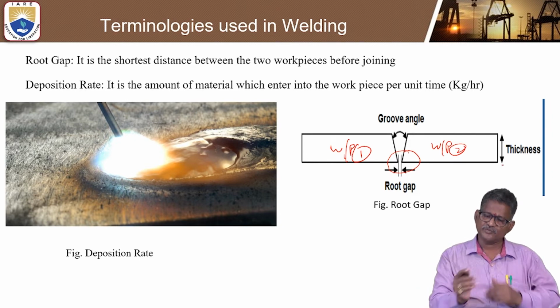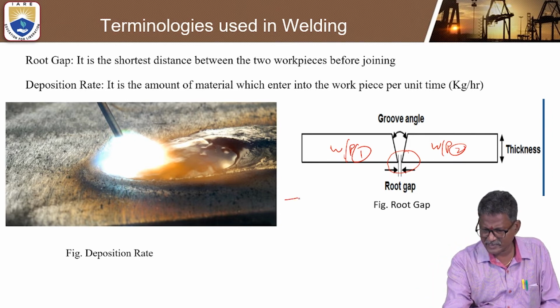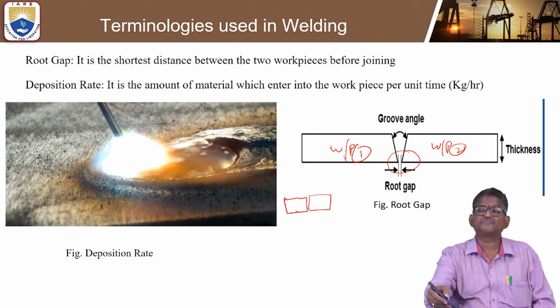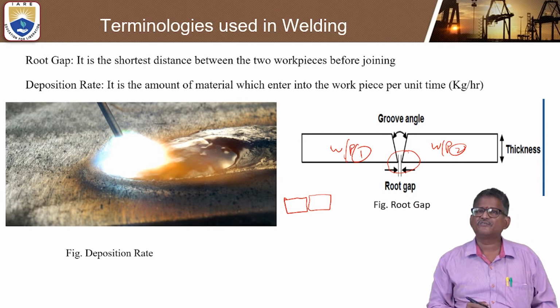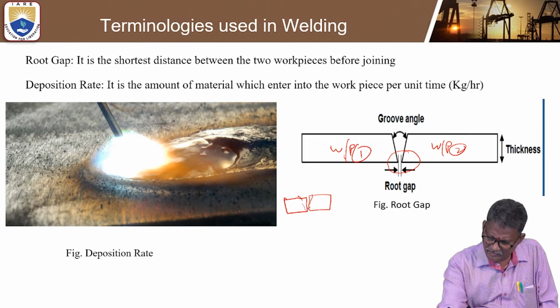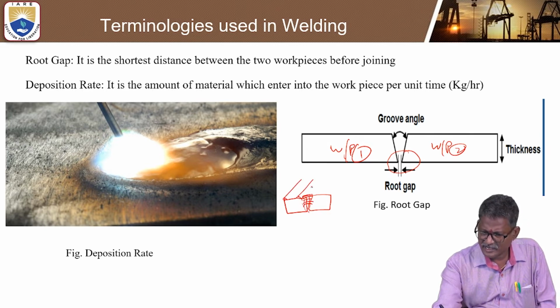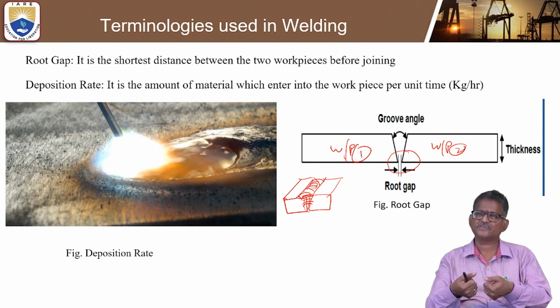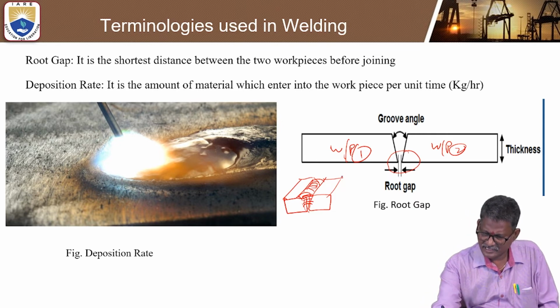And if you are not providing the groove angle, what will happen? Suppose you are not providing a groove angle, it will be like this, and where can you fill the molten weld metal? So instead of that, you make an inclination, then you can fill effectively and perform the weld easily. The two plates or two workpieces can be joined together easily.